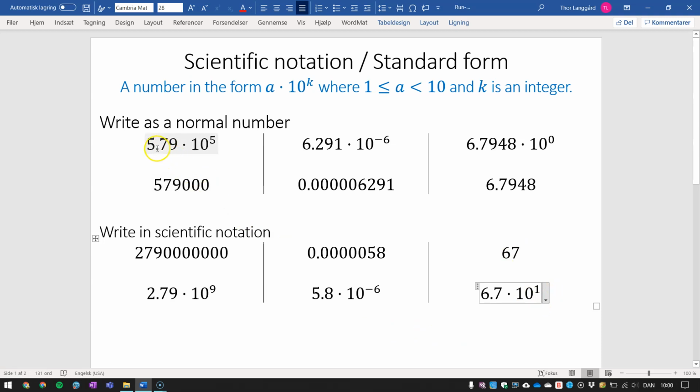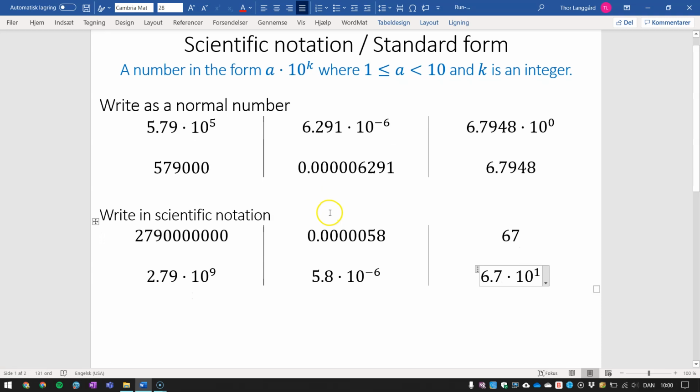If the power is positive, it's going to be a larger number, and I move the decimal point to the right. If it's a negative power, it's going to be a small number, and the decimal point moves to the left. Opposite like that. Right.